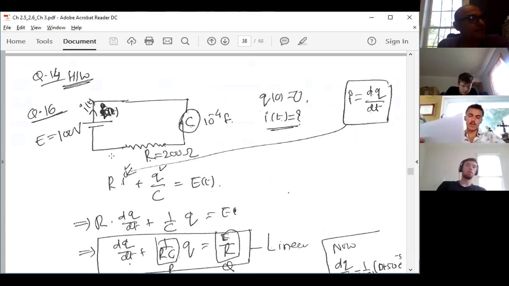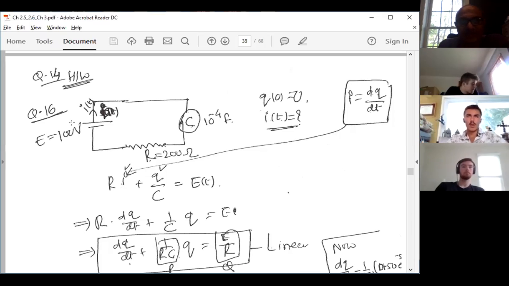16. A 100-volt electromotive force is applied to an RC series circuit in which the resistance is 200 ohms and the capacitance is 10 to the negative 4 farads. Find the charge Q(t) on the capacitor if Q(0) equals 0. Find the current I(t).